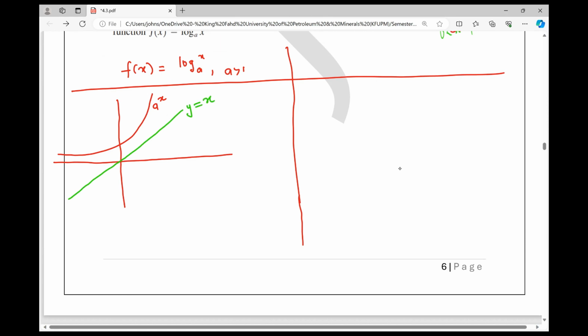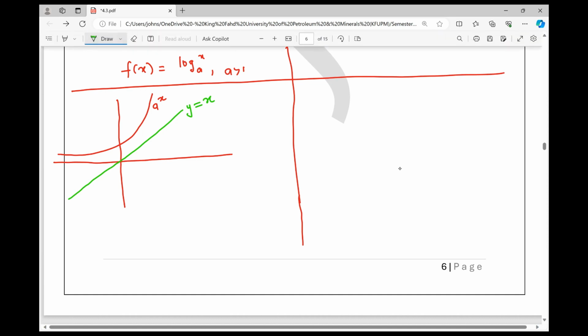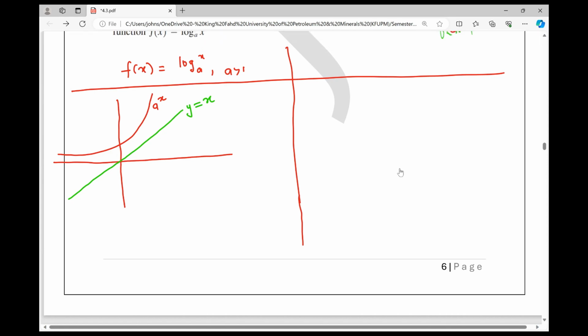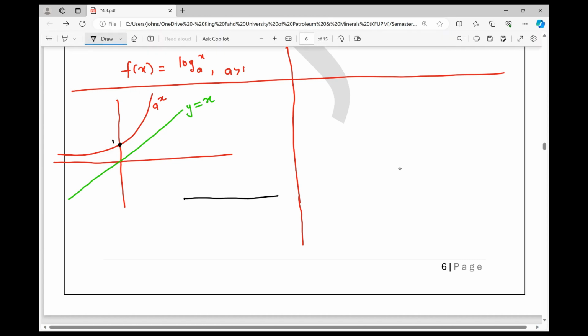If you're not sure of what to do, you can just take points and check. So let's see. This is a point. This point is on which graph? This is the point (0, 1). So this is going to be f of x equals a^x.